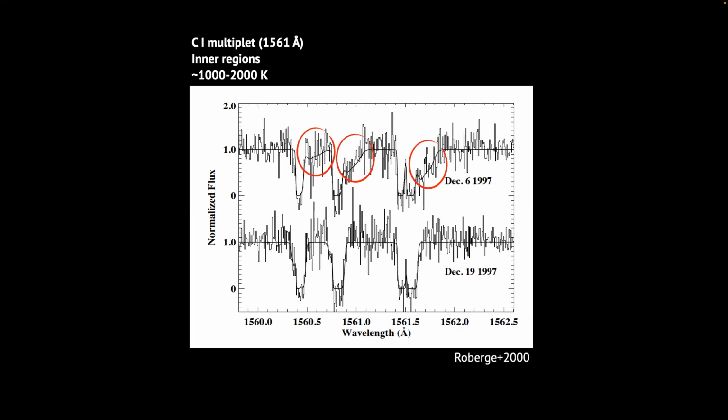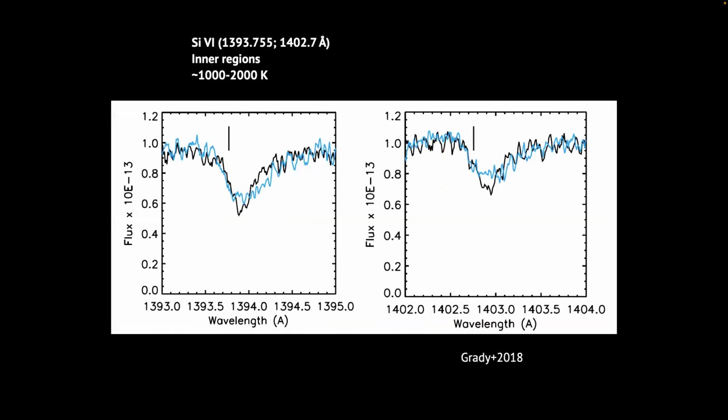And it's not only calcium and carbon, you can also see other materials like Si, in this case, very highly ionized. A paper by Carol Grady, who's also here at Goddard. And you can see it also varies. The two different lines are two different dates, blue line and black line. So we have variation here, so that gas is also moving.